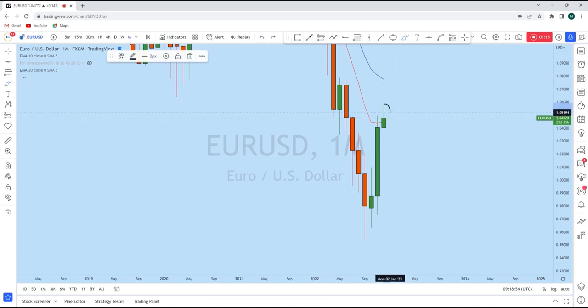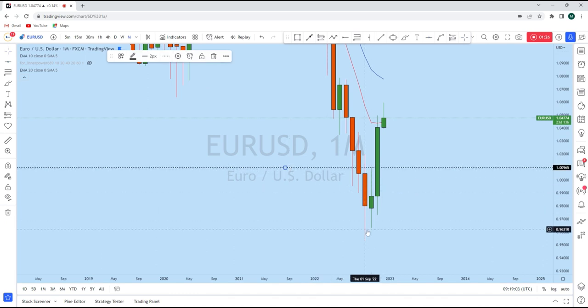Now we can expect a correction on the higher time frame. We could even see euro dollar coming back to this previous neckline, the previous resistance turning support, for a deeper retracement before creating another push to the upside. So with that in mind, on the lower time frame, we could see some bearish move now.